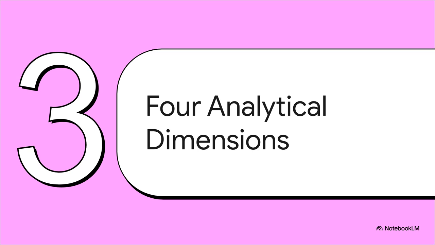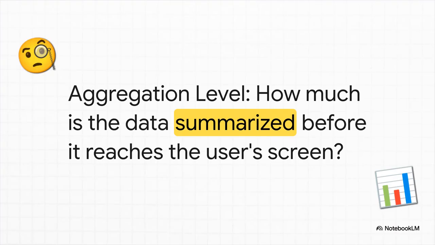All right, let's dive into this. The whole framework is built on what it calls 4 analytical dimensions. Let's break them down one by one. First up is Dimension 1, aggregation level. This one's pretty intuitive, actually. It's all about how much detail your user really needs. Are we talking big picture summaries, or do they need to get down into the nitty-gritty? It's about how much we roll up the data before they even see it.